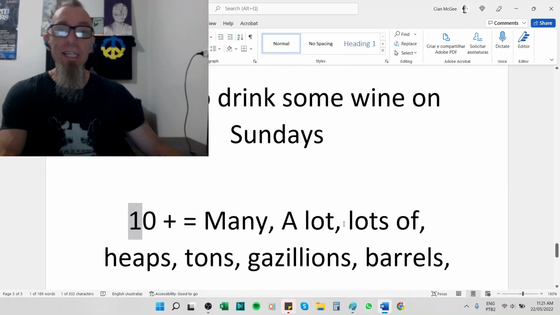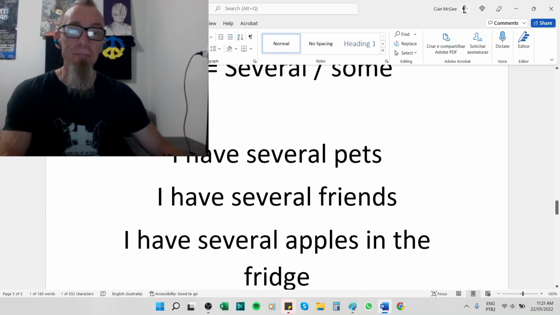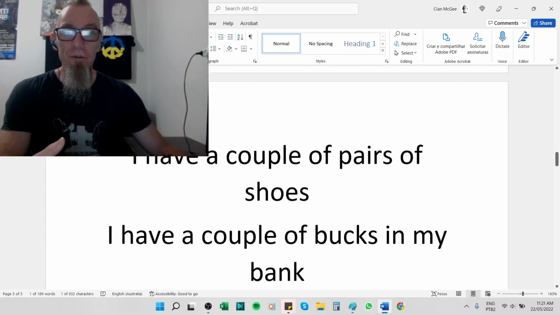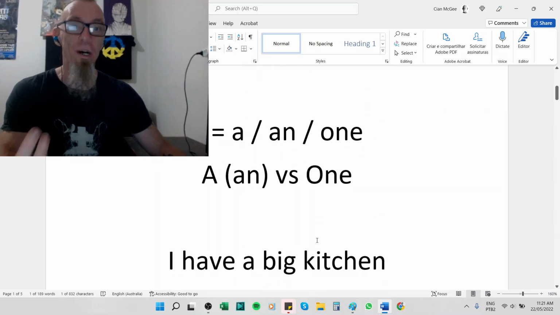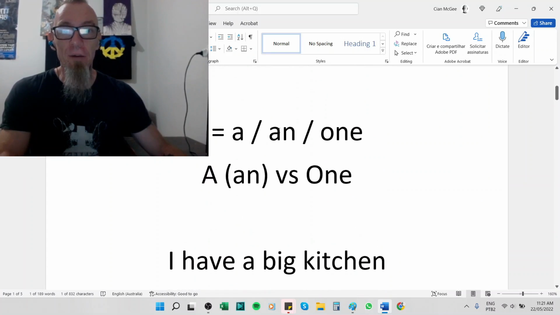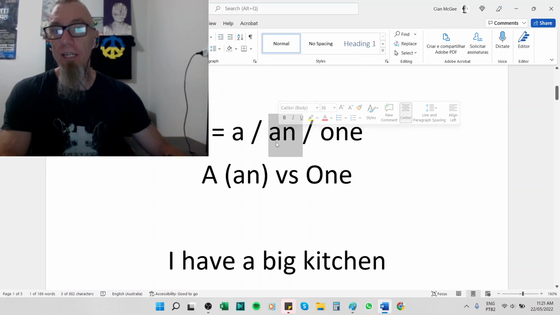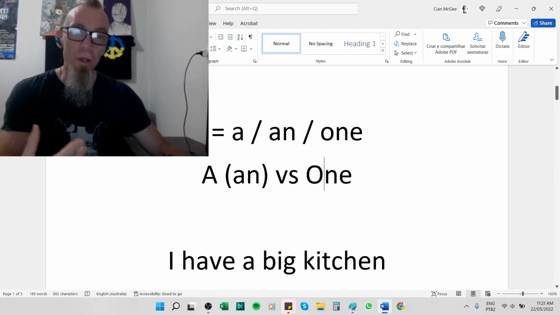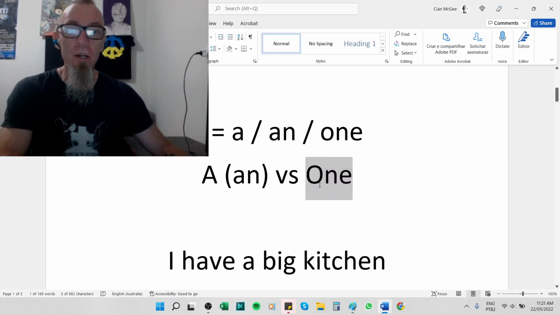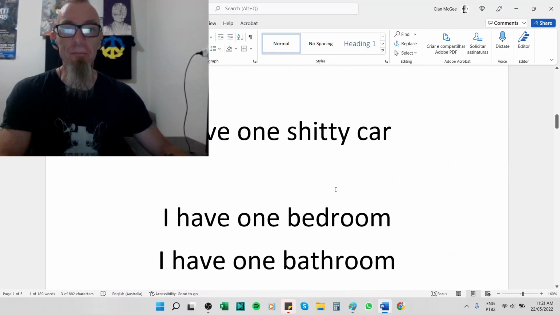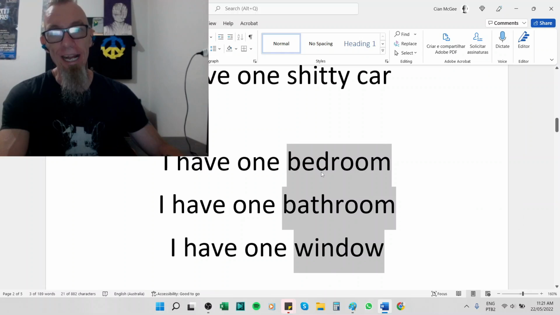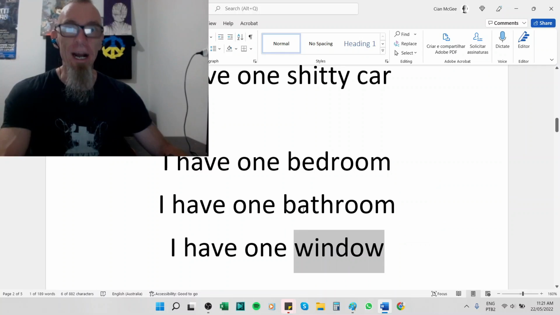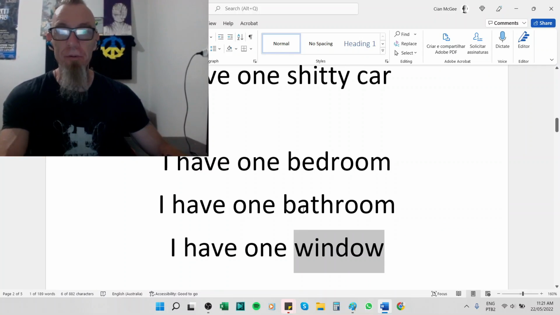All right, so that's 10 plus of something. There we go. There's numbers. So we come all the way back to the first one. We have a and an and one, of course. And the difference is when we want to just refer to the object, we'll use a. We want to be specific about the number, we'll use one. And for some things, we just assume specific is necessary. For example, I have one bedroom, I have one bathroom, I have one window, these type of things. I have one plate, one cup, one spoon.